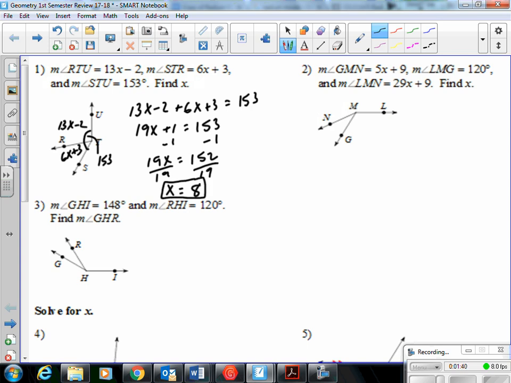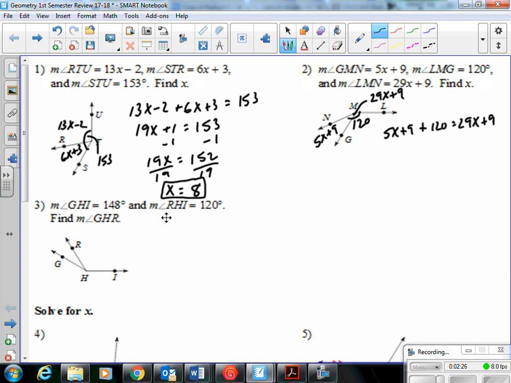All right, number 2, measure of angle GMN equals 5x plus 9. Measure of angle LMG equals 120 degrees, and the measure of angle LMN equals 29x plus 9. Find x. So GMN, 5x plus 9. LMG, 120. And LMN, the whole thing there, is 29x plus 9. So those two smaller angles have to be added together to equal the biggest angle. So 5x plus 9 plus 120 equals 29x plus 9.